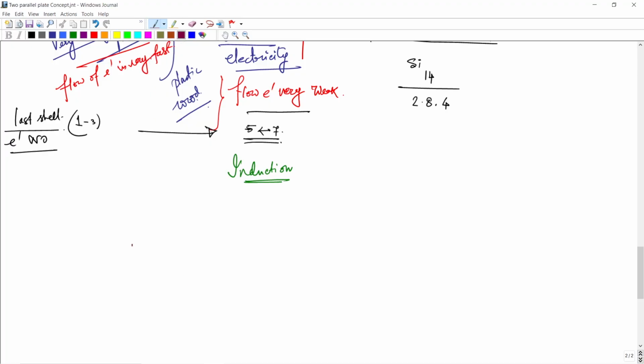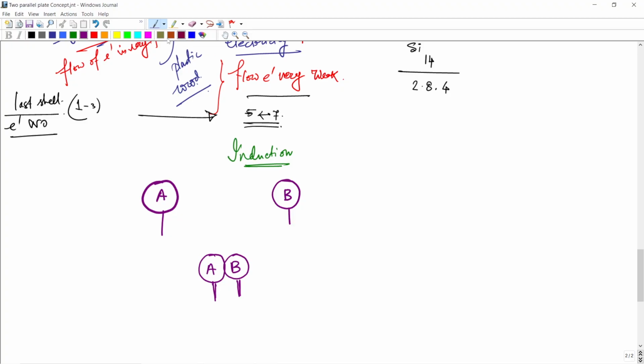Okay, so we take two metal balls. Suppose one is named A, and this metal ball is named B. We touch these two metal balls, A touching B. And we place a glass rod very near to A and B. Keep in mind there is some gap here.